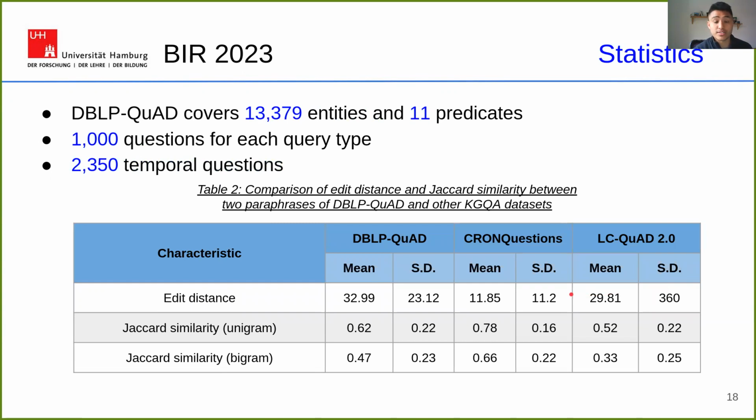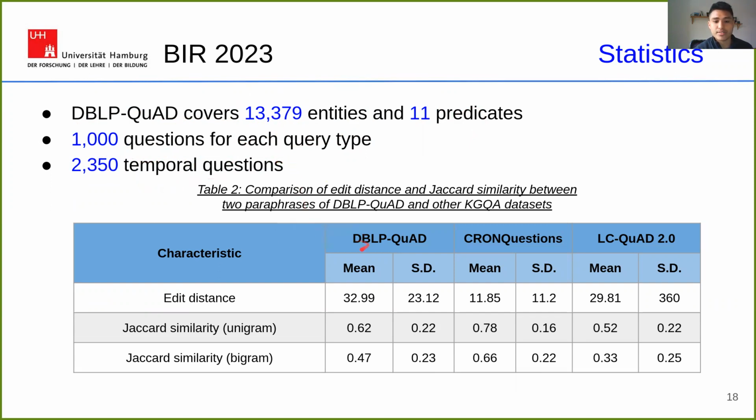Moving on to some more statistics out of the data set. From the DBLP knowledge graph, out of 6 million entities, we cover about 13,000 entities and 11 predicates. For each query type that we discussed earlier, we have 1,000 questions each. And out of these questions, 2,300 are also temporal questions.